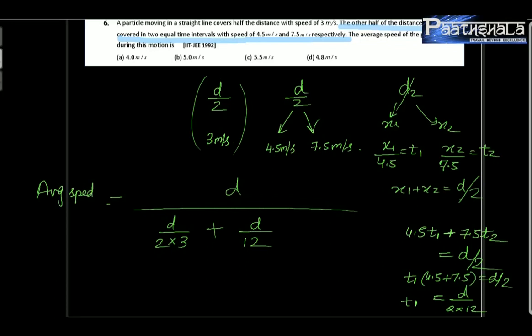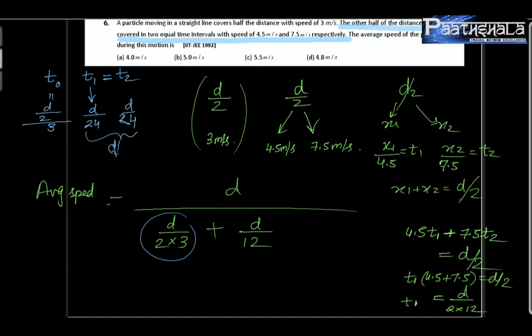For clarity, I'll write down the formula again. The first part is covered in time t naught. The second part and the third part of the motion require time t1 and t2. Time t naught is given as d upon 2 whole divided by 3, which also has been written over here. Time t1 is equal to time t2 according to the problem statement, and both have been found out to be equal to d upon 24. Adding them, we get a value of d upon 12, and this value has been written over here.